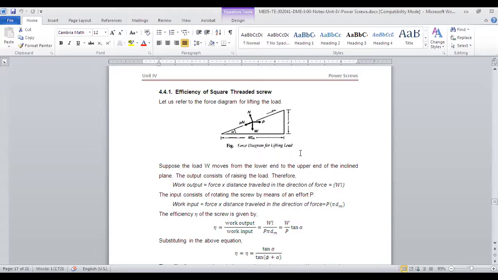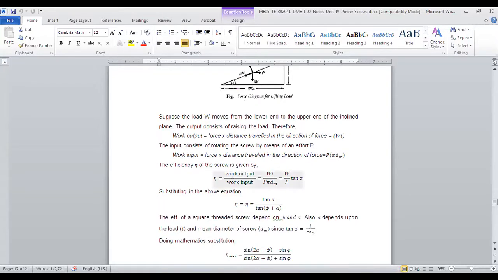Now what is your input? Input is your effort. You are going to put effort P, and the distance traveled by your effort will be the perimeter of your screw, pi dm, where dm is the mean diameter. So effort into distance traveled by the effort will be your input. Whatever output you have divided by whatever input you have will be your efficiency. So efficiency will be WL upon P pi dm.